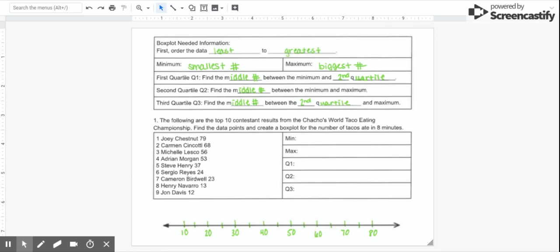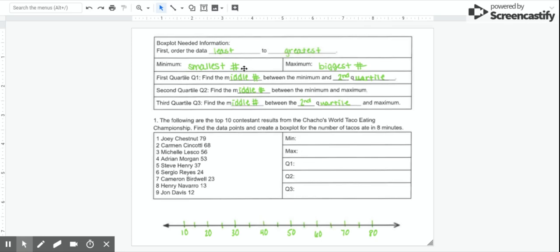In order to make a box plot, you need 5 pieces of information. First step is to order the data from least to greatest. So that's what you're going to fill in on those first 2 blanks. And the reason you do that is because you have to find a bunch of middle numbers, and you can't find middle numbers accurately unless they're in order.